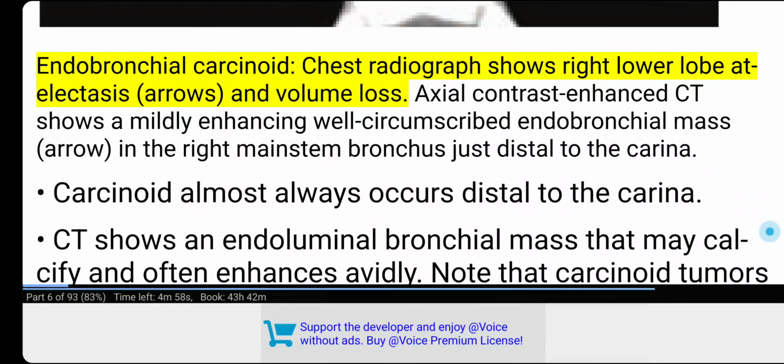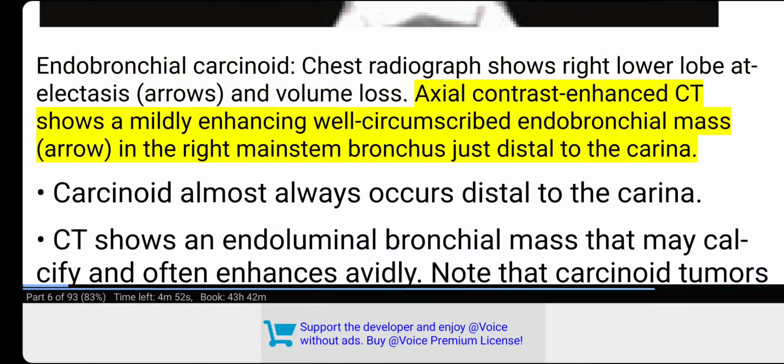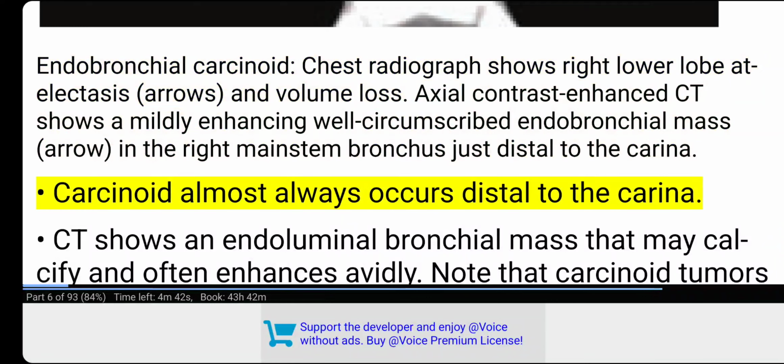Carcinoid. Endobronchial carcinoid. Chest radiograph shows right lower lobe atelectasis, arrows, and volume loss. Axial contrast enhanced CT shows a mildly enhancing well-circumscribed endobronchial mass, arrow, in the right mainstem bronchus just distal to the carina. Carcinoid almost always occurs distal to the carina.